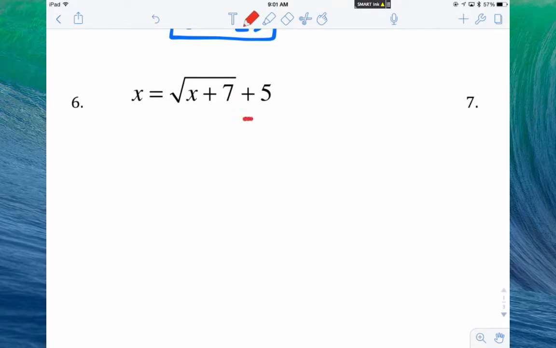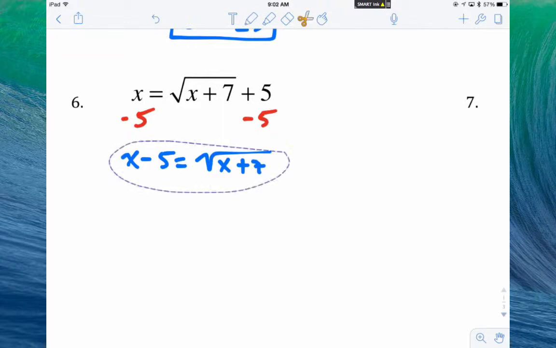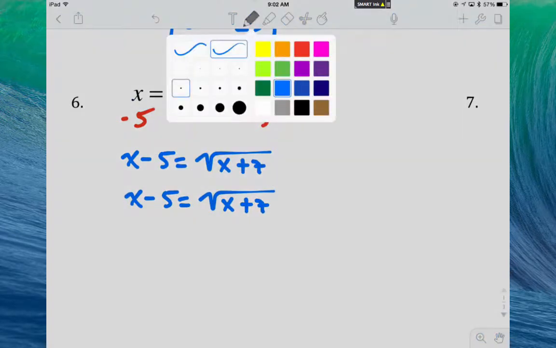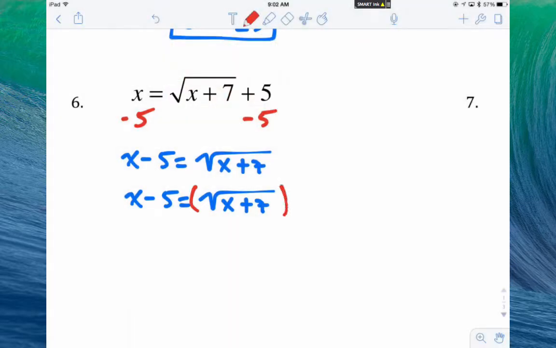Well, I think we're still going to want to isolate that square root, so let's subtract 5 from both sides, yielding x minus 5 is equal to the square root of the quantity x plus 7. Just like before, in order to get there, we must liberate this x plus 7 from its radical. So let's raise the right-hand side of this equation to the second power, yielding on the right-hand side x plus 7. That's nice, kind of mission accomplished there.